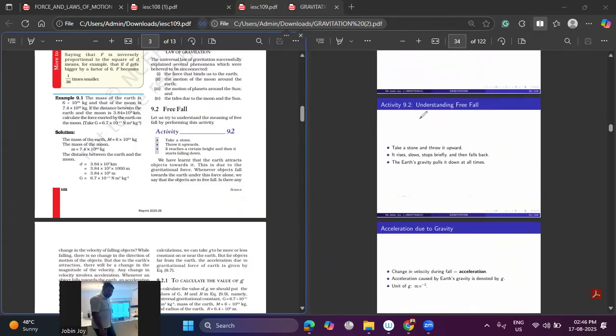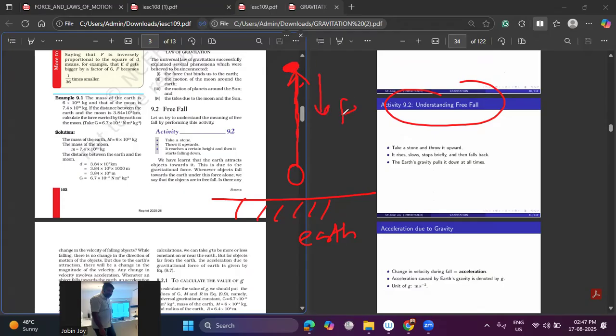Okay, so let's take an example. Again, this is the Earth, the surface of the Earth. I'm taking a stone and throwing the stone upwards like this, to a particular height. So what happens? The stone will rise, slowly move, and at one particular point the stone will reach here, and then this stone will fall back.